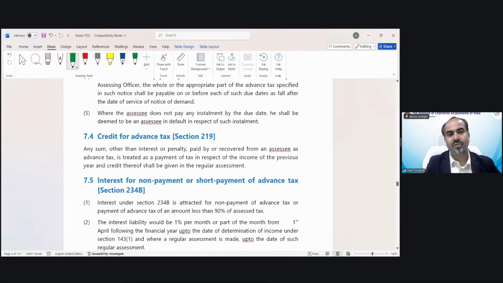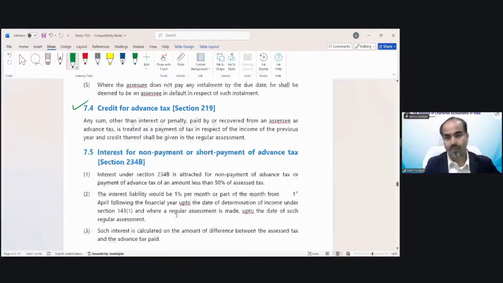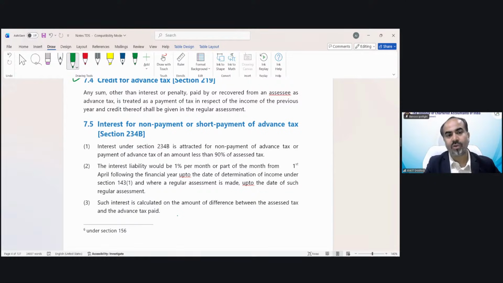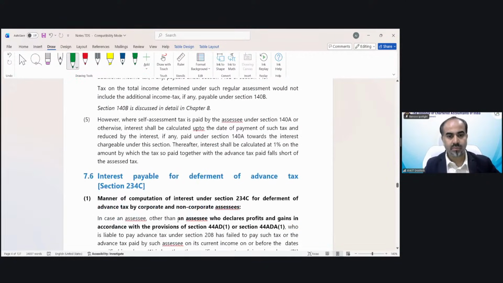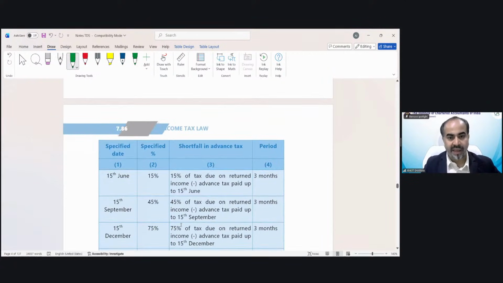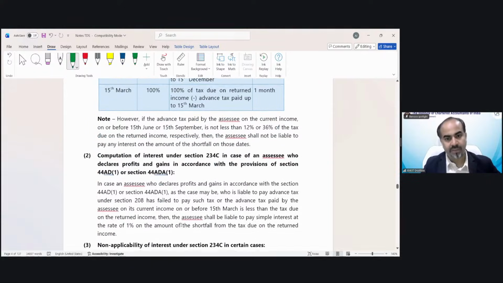Whatever advance tax you pay, you can get the credit, same as in the case of TDS. Now 234B and 234C interest we have to discuss. 234B and 234C we will discuss with an example. That would be really helpful for you to understand the concept.